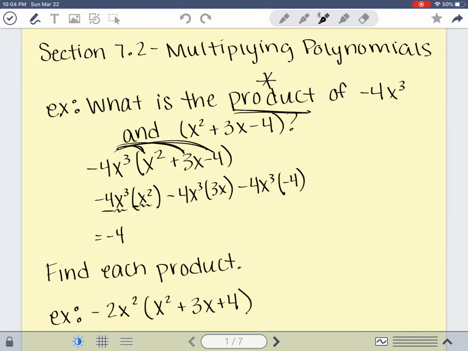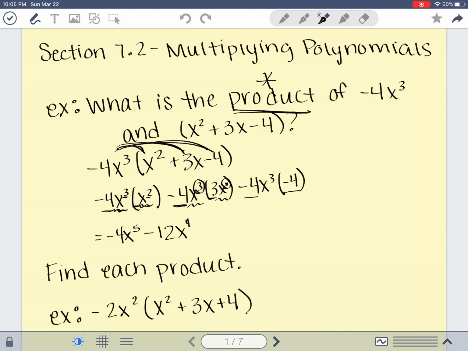And then x cubed times x squared. Remember, when we are multiplying 2 terms that have the same base, we keep our x, but then our exponents get added together. So this becomes x to the 5th power. On this next piece, we have negative 4 times a positive 3, so it gives us negative 12. And then x cubed times x. Remember, this x just has a little 1 up here. So it actually becomes x to the 4th because we take that 3 plus that 1.